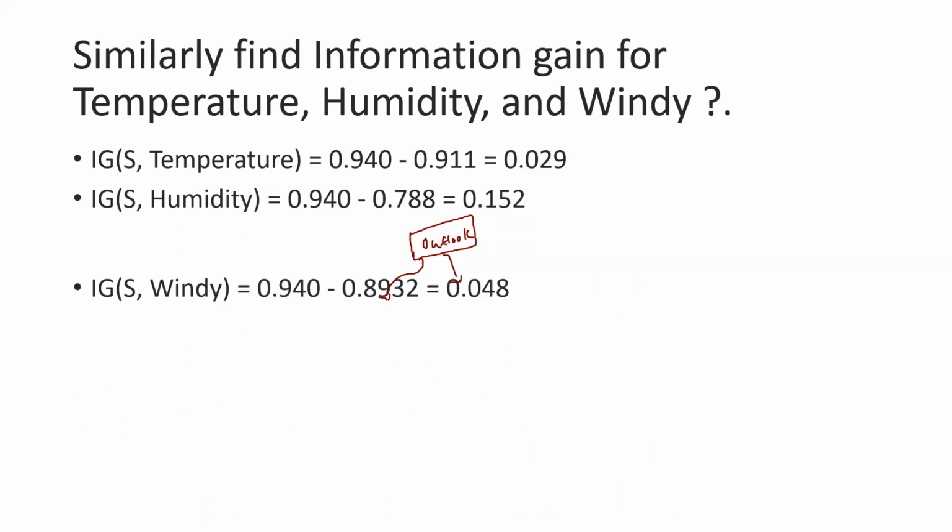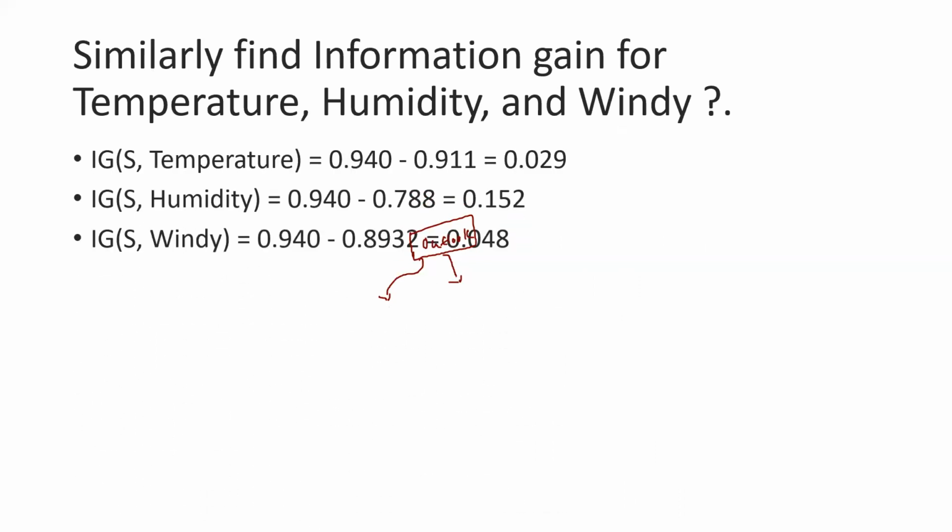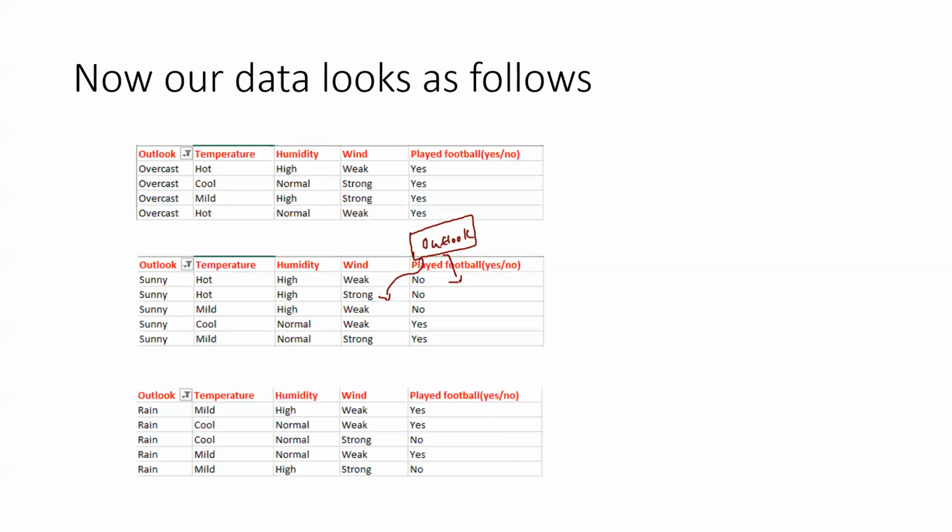We got to know the temperature, humidity, and windy. We gave sufficient time for people to calculate, and we got temperature 0.029, humidity 0.152, windy 0.048. If you want, you can take a snap of this so that you can practice it. The highest information gain is for Outlook, so we selected Outlook as our first parent node.